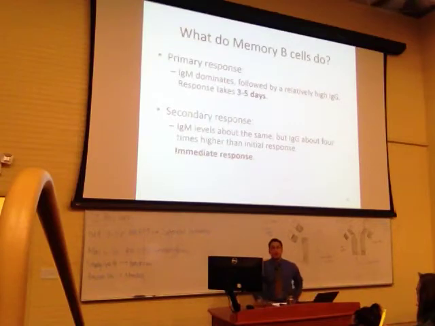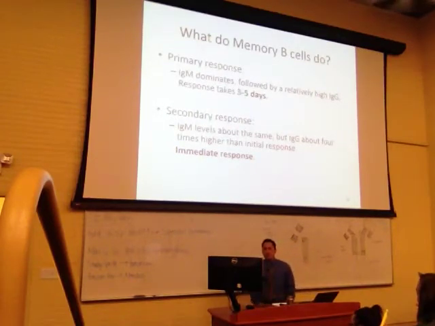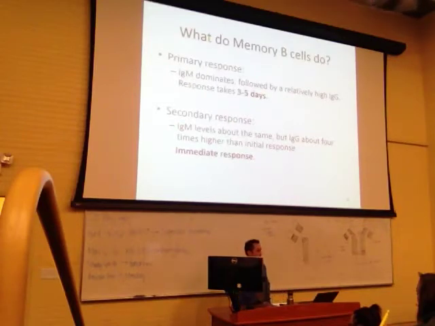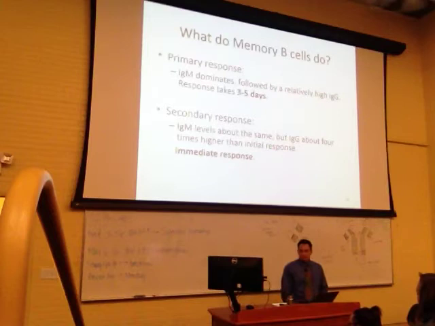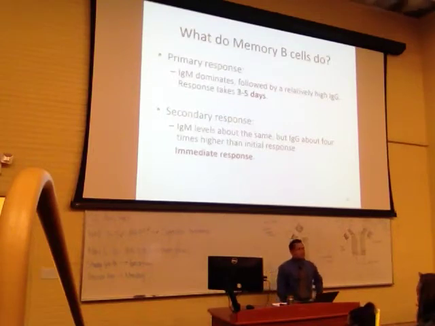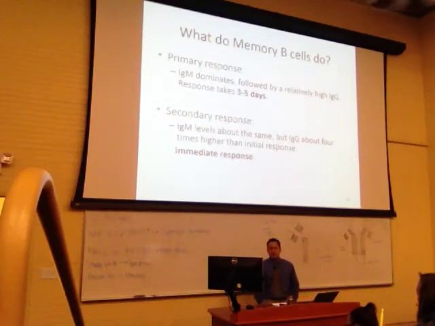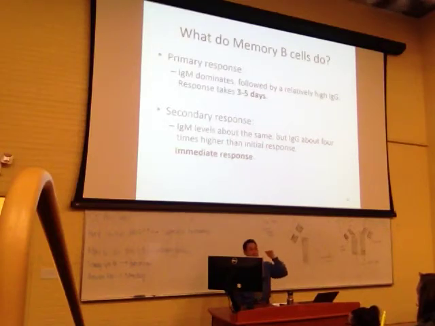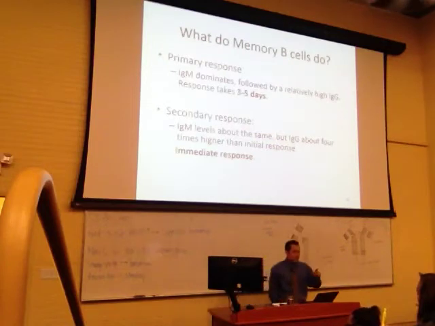So the primary response is dominated by IgM, and it's followed by a relatively high IgG response that lasts about 3 to 5 days. But the next time you see it, and you trigger antibody production, the IgM levels stay about the same, but the IgG happens much faster, immediately. Doesn't take 4 to 5 days, or 3 to 5 days, excuse me. And it's approximately 4-fold higher than what it was initially.